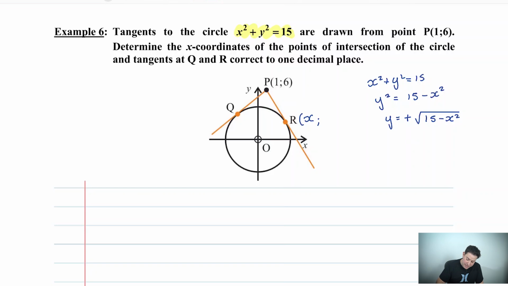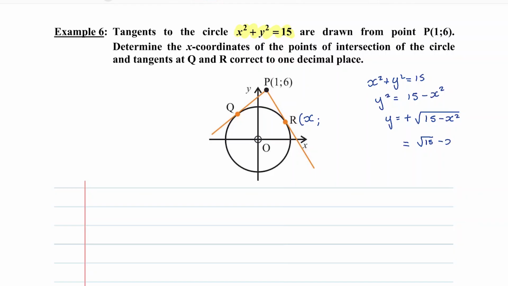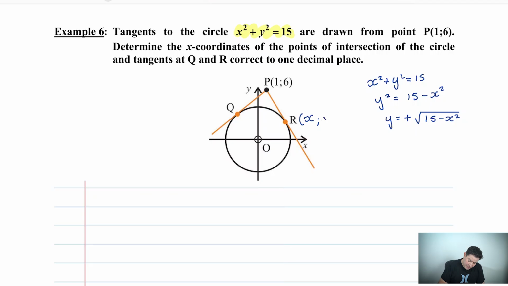Another common mistake is you cannot write this as the square root of 15 minus x. You are not allowed to square root over a plus or minus sign, so those are not equal. Don't do that. So now we can write point R as the coordinate x, the square root of 15 minus x squared. The reason I want to do that is because I can find the gradient of my radius using point R now.